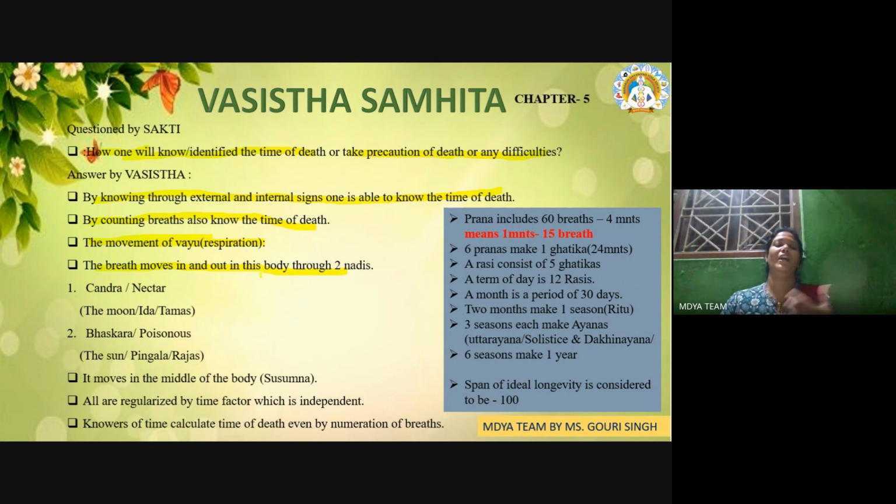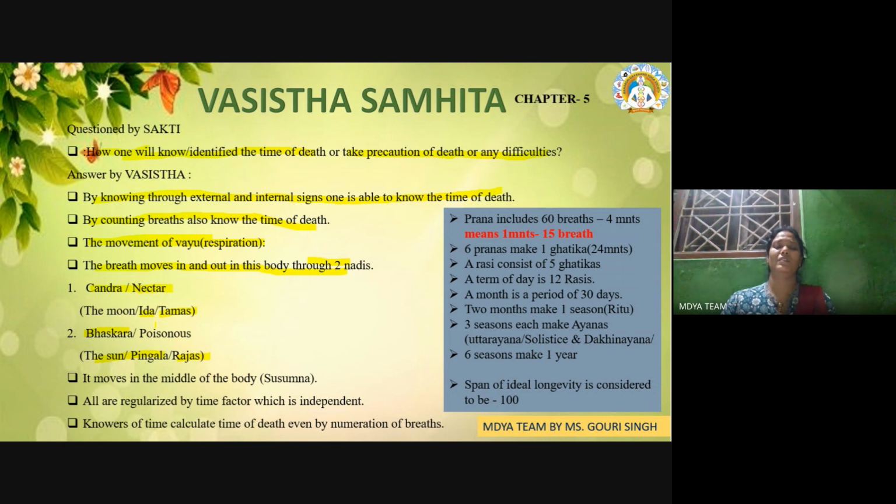The breath we take in and out is done through two nadis, the Chandra nadi and the Bhaskara nadi, the moon and the sun. We know that the moon is Ida, which was also discussed with Tamas in the previous chapter, and the sun is Pingla with Rajas, also discussed in the previous chapter. But in this chapter, Vasistha does not describe it exactly in that way. Here the Chandra nadi is called the Amruta nadi, meaning the nectar. How it is differentiated is not discussed more here.